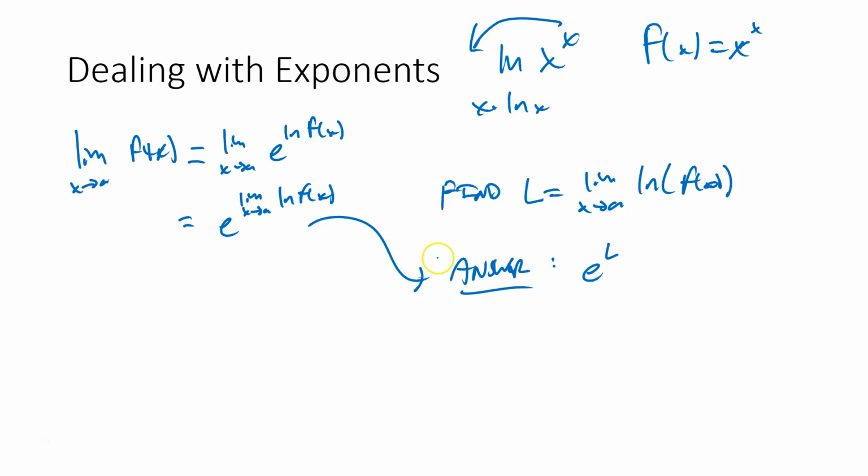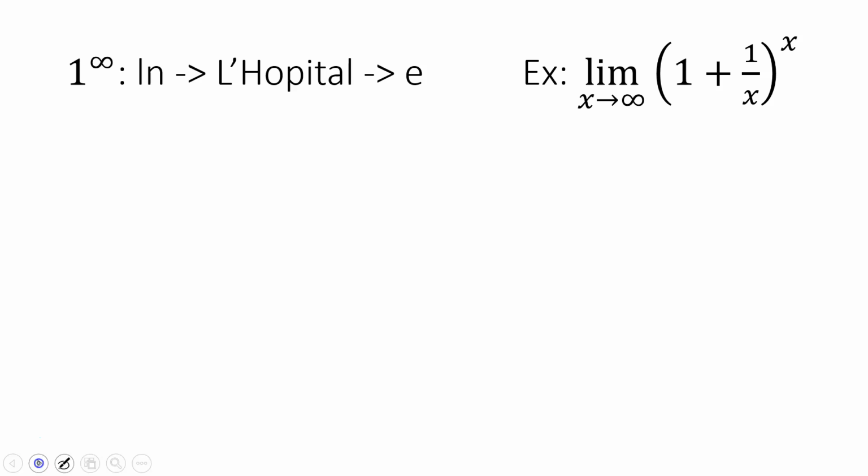Okay, so that's this last step. We find the limit of the natural log, and that'll allow us to move the x to the front, which will be nice. And then after we have that, we just do e to that power, and then we'll have our answer. Let me show you an example.